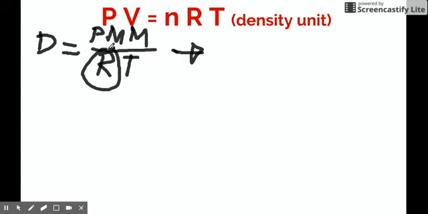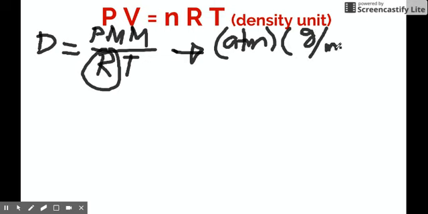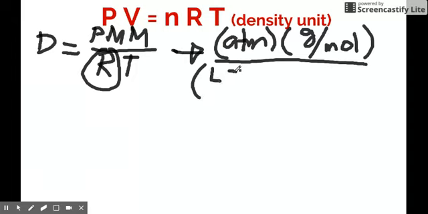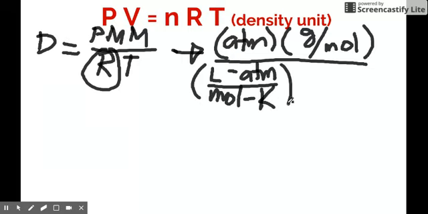We know that because of R, P has to be in atmosphere. And molar mass has no other unit, because it's the mass of 1 mole of any substance. Therefore, the unit of molar mass is always grams per mole, because the definition of molar mass is the mass of 1 mole of a substance. Divided by the unit of R, which is liter-atmosphere per mole Kelvin. And of course, temperature has to be in Kelvin.